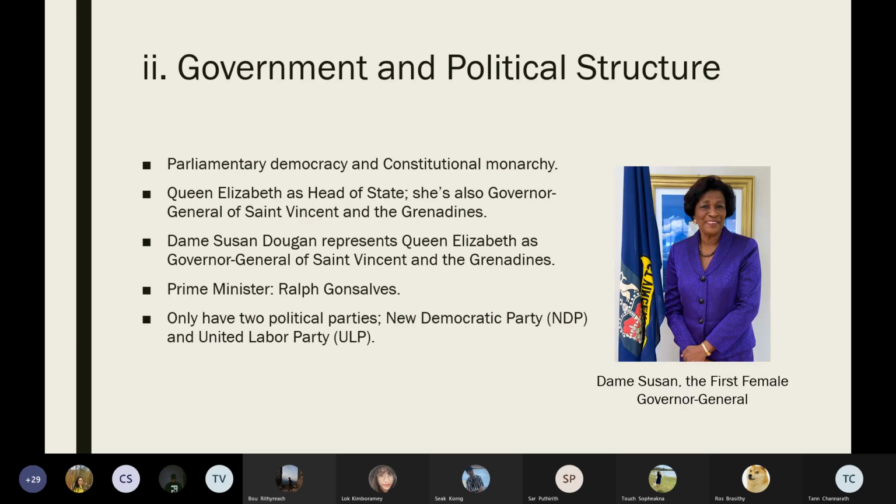And about the government and political structure. The country is a parliamentary democracy and constitutional monarchy, and the head of state is Queen Elizabeth. She is represented by a Governor General of Saint Vincent and the Grenadines. The current Prime Minister is Ralph Gonsalves, and there are only two political parties, the New Democratic Party and the United Labour Party.